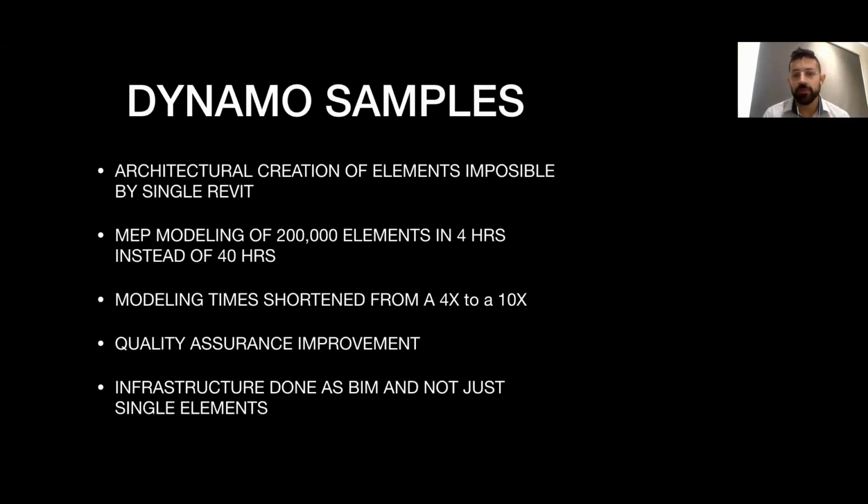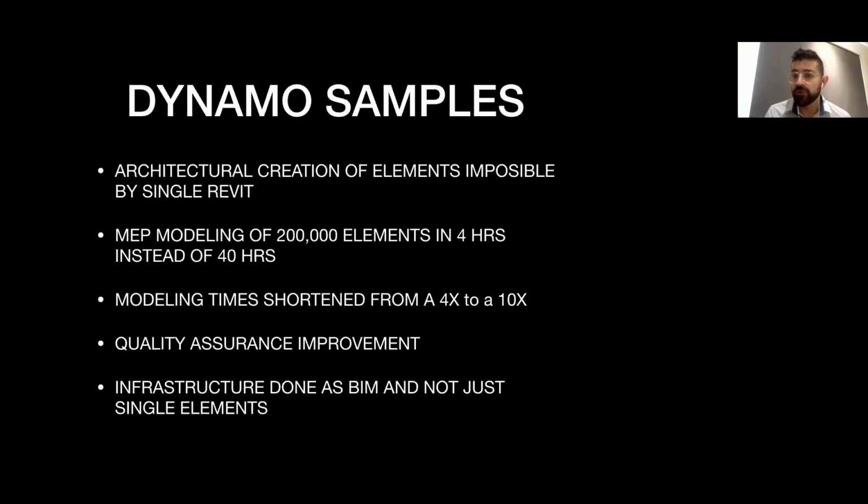So just some notes. It says MEP modeling 2,000 elements in 4 hours instead of 40. Architectural creation of elements. Revit, time shortened from 4x to 10x. So it depends on the script you're using and how efficient it is. But actually it saves a lot of time and makes models faster. Quality assurance improvement as well. You can check all parameters, all characteristics, use it for different purposes.